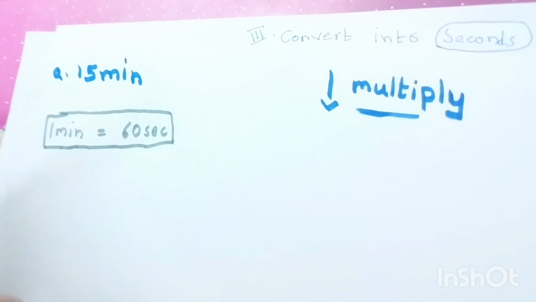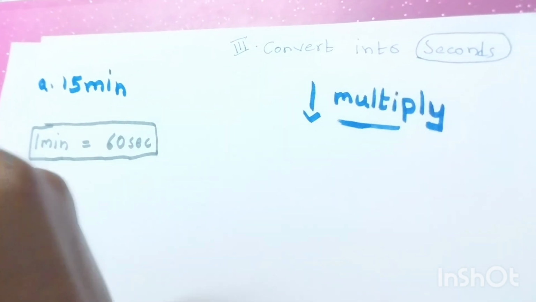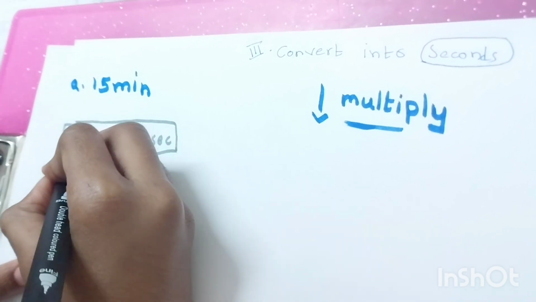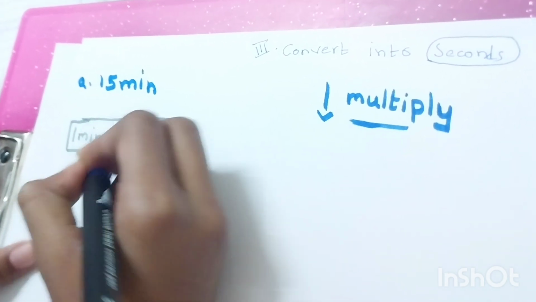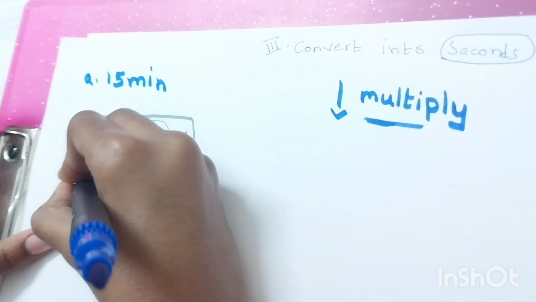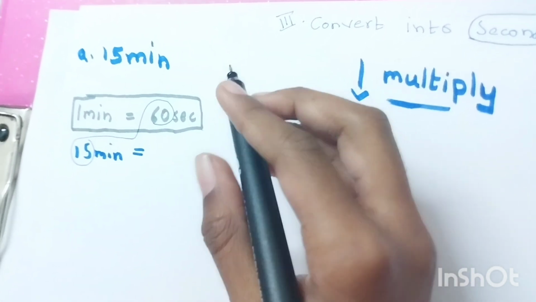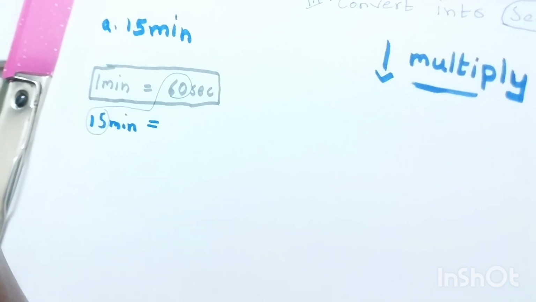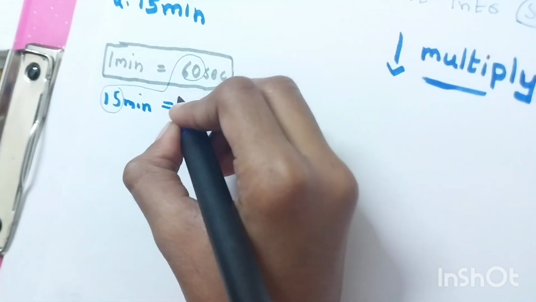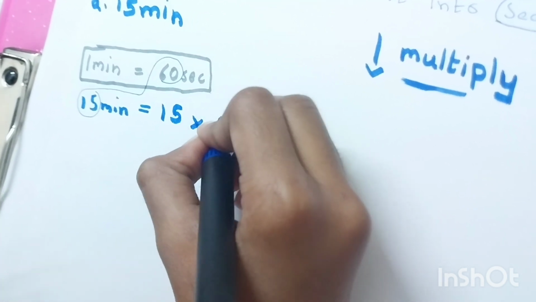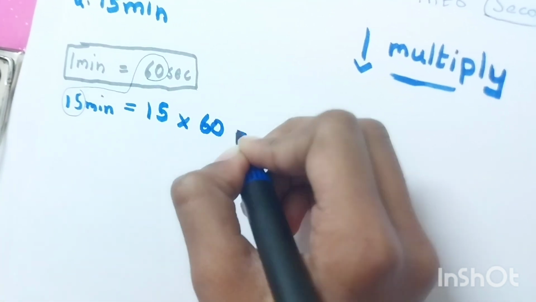Now we have to write 15 minutes equals to. Now we have to do multiplication. Which two numbers do we need to multiply? 60 and 15. Here there is no need to mention the units, we just take the value numbers. 15 into 60, the result is?